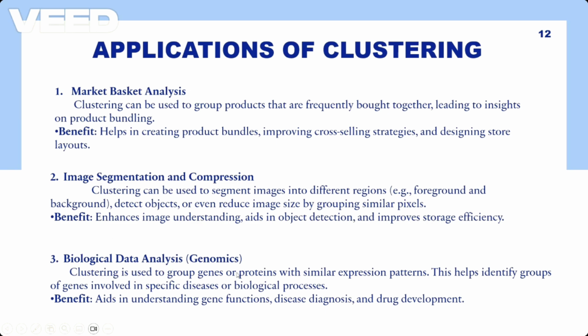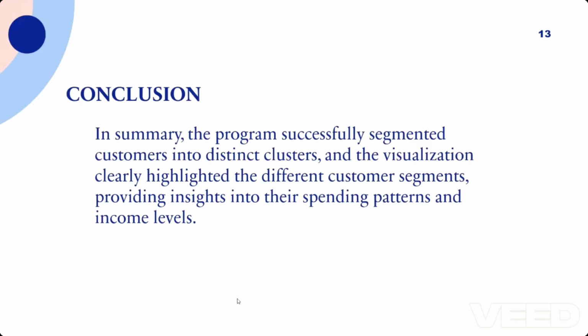And biological data analysis, genomics. Clustering is used to group genes or proteins with similar expression patterns. This helps in identifying groups of genes involved in specific diseases or biological processes. Benefits: aids in understanding gene function, disease diagnosis, and drug development.